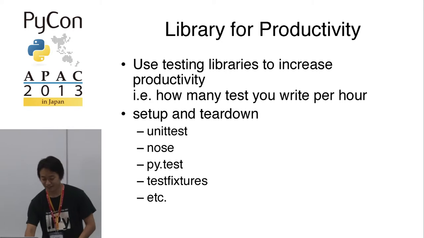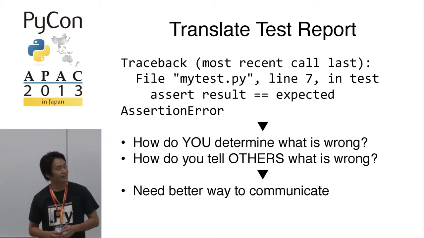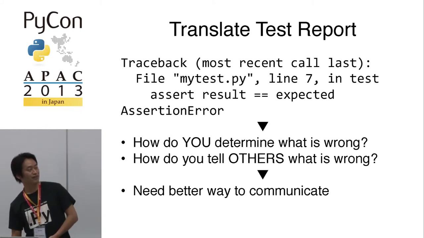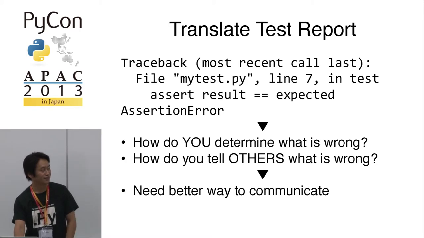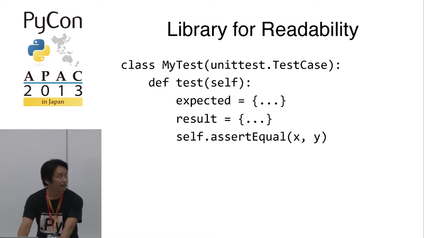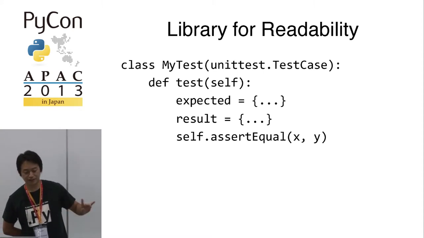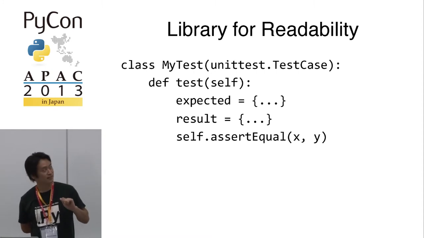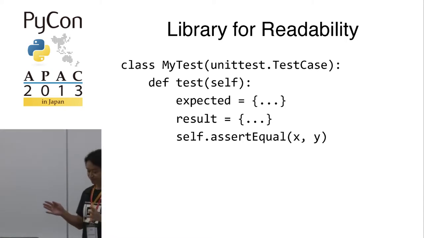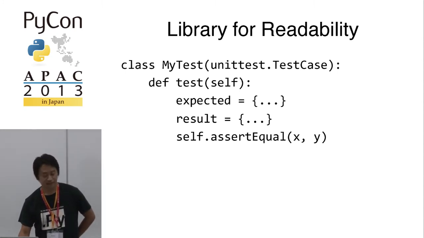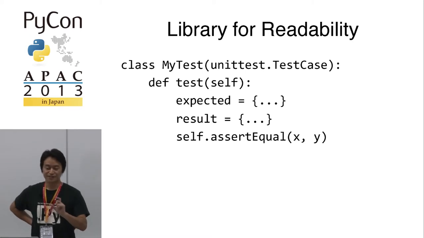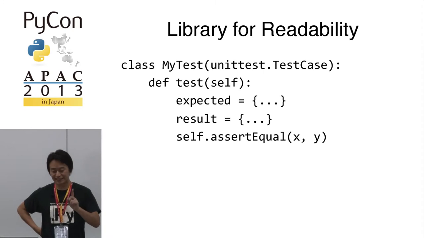Okay, so you do tests, and if you do an assertion, you usually get an error like this. So how do you determine what is wrong, and how do you tell others what is wrong from these raw messages? So you need better communication to other people. And then the unittest library. This is the standard library's unittest. In this case, my test class is derived from TestCase. And it has this self.assertEqual, checking if x and y are equal. And if it goes wrong, it shows what exactly data are different. Well, this is really readable and visible, easy to find what is wrong.